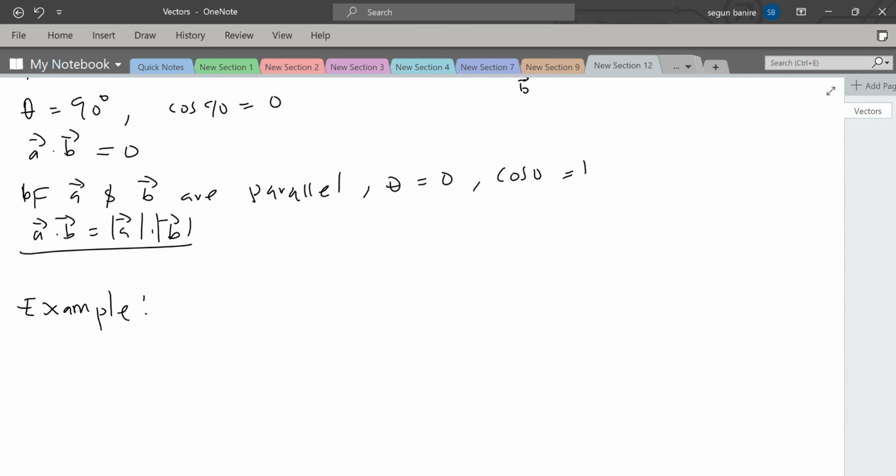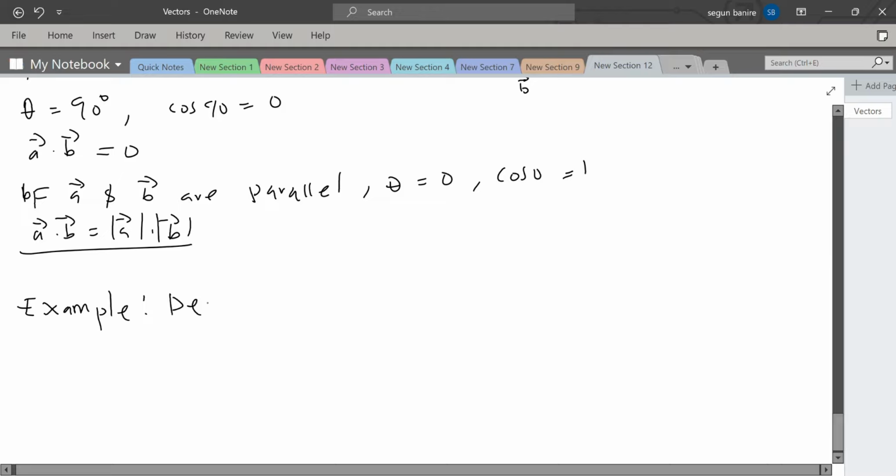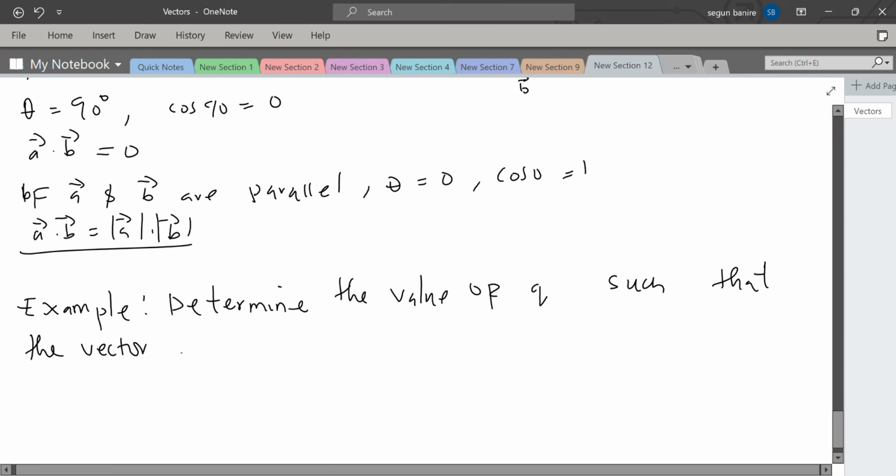Question. Okay, so it says determine the value of Q such that the vectors A equals 2qi minus qj minus 4k and B equals qi minus 2j plus k are perpendicular.